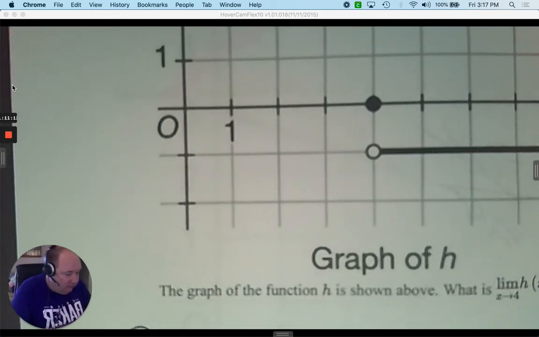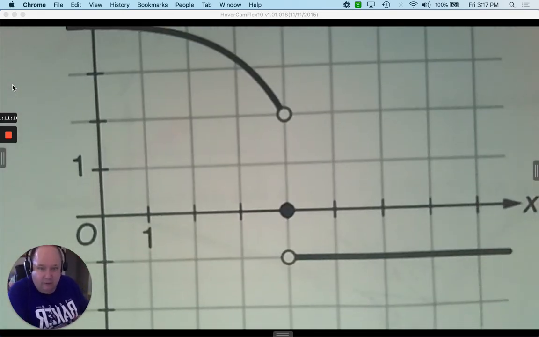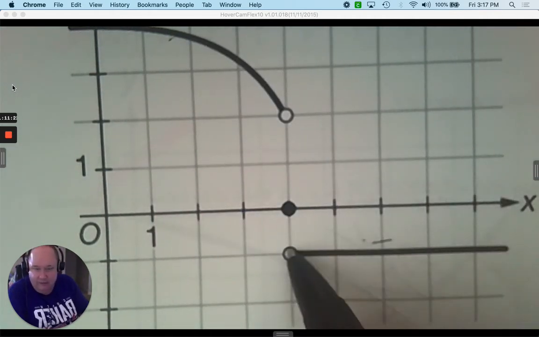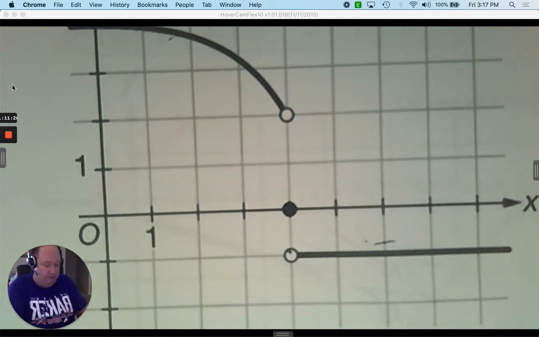These are some easier questions, I think, at the end. The graph of the function shown above, what's the limit as x approaches 4? So look at this graph. Look at 4. What's the limit as x approaches 4? Does the left side equal the right side? No way. So for number 45, the limit does not exist.